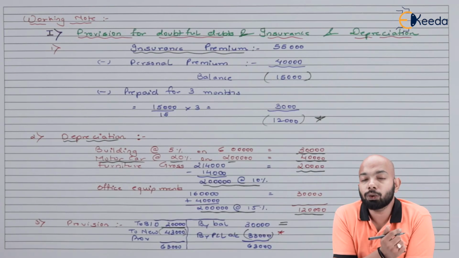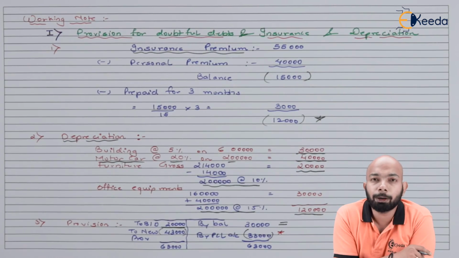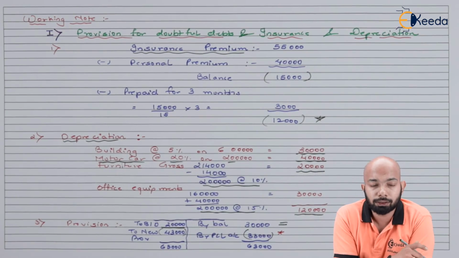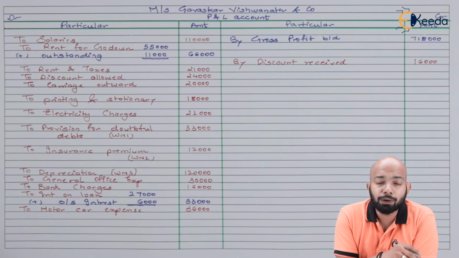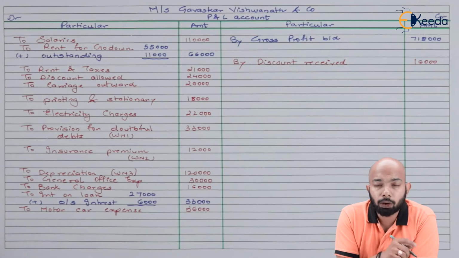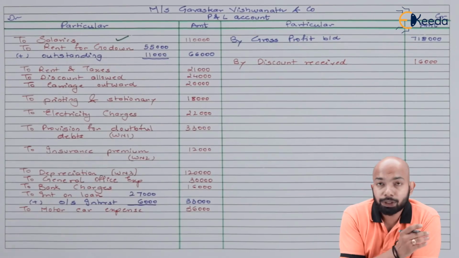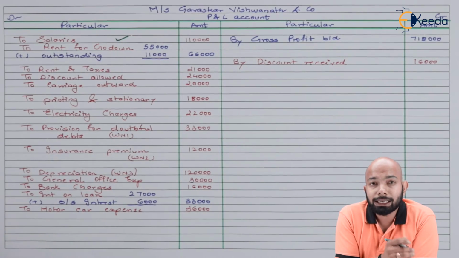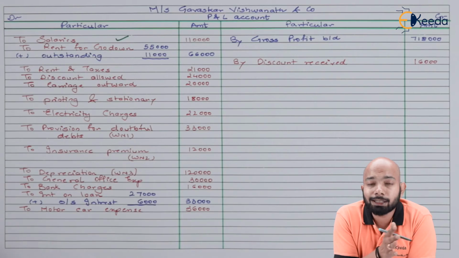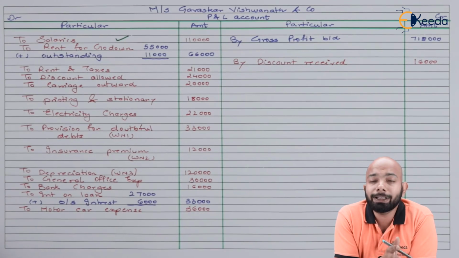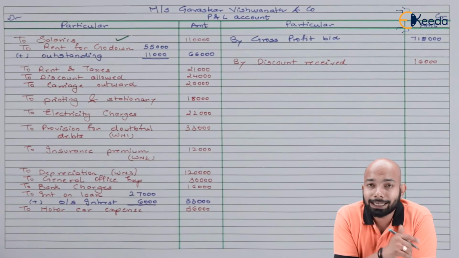Now that we have learned all these three adjustments, let's hop on to the preparation of the profit and loss account. So we have taken the profit and loss account for your reference. Let's start with the expenses of the profit and loss account. The first item that we have mentioned here is salary, which is 1,10,000. The next one is rent on godown, which is 55,000. 2 months we have to add. Rent has been paid for 5 months. 2 months will be 11,000 in total. Hence, that has been mentioned.